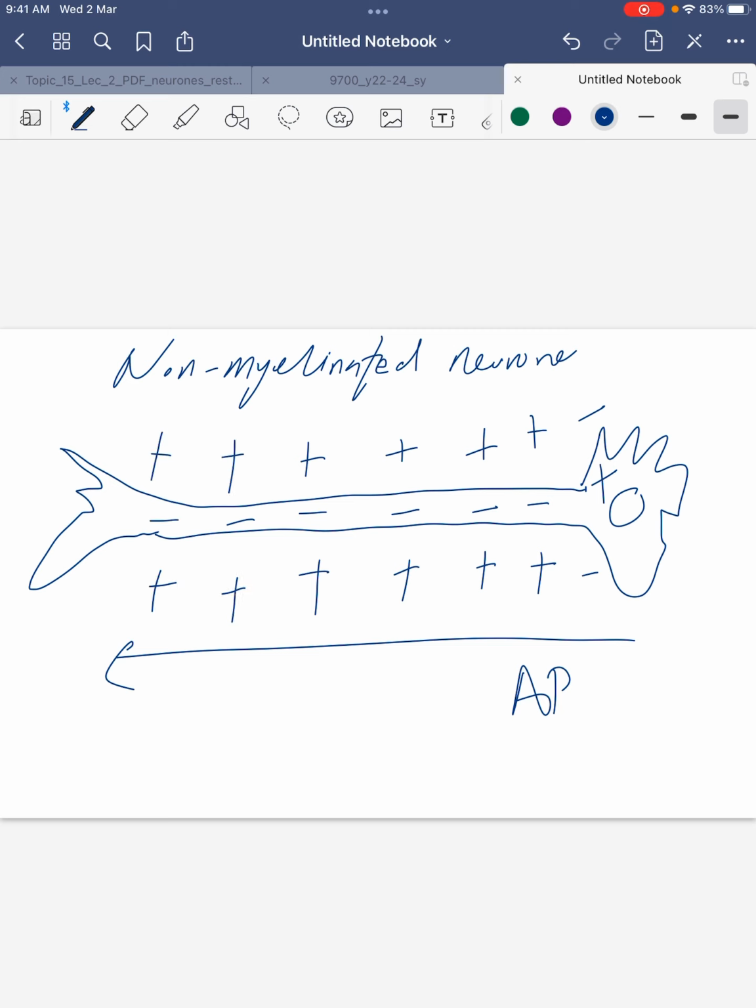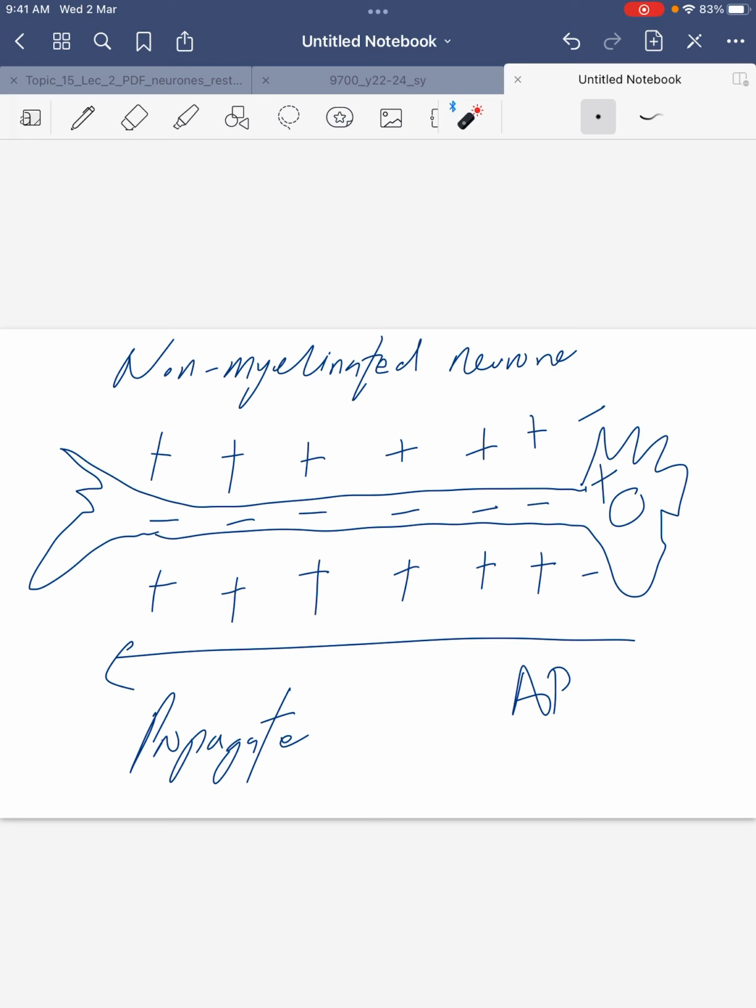If this is the action potential, it occurs in the initial part of the cell body here. Let's say this is the cell body. There's a stimulus here coming from the previous motor neuron. So inside now becomes positive, outside becomes negative. And this will continue. It will propagate. Propagate means it moves along. It moves along this axon.